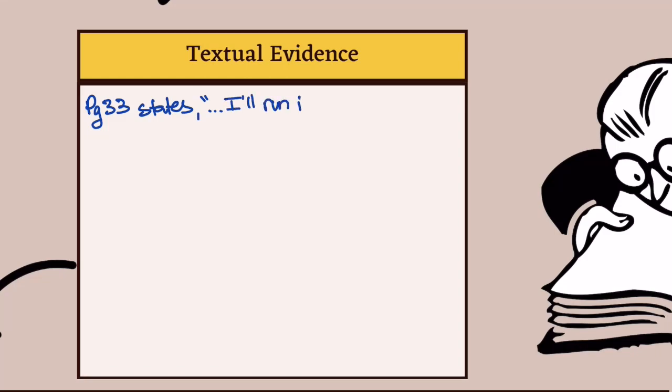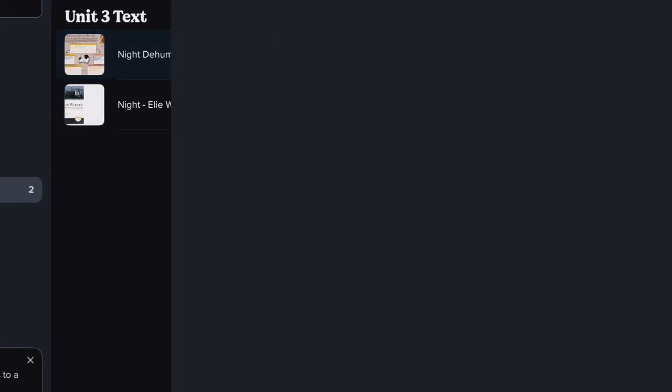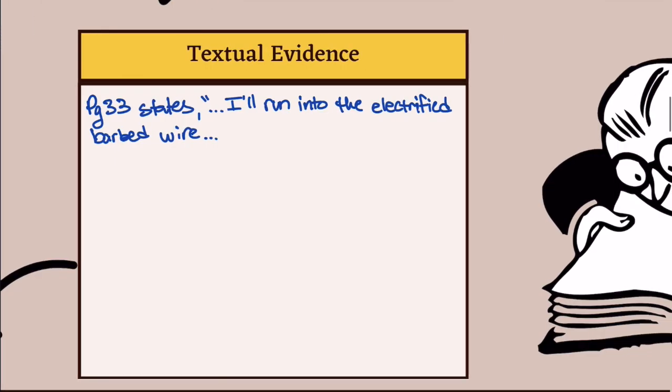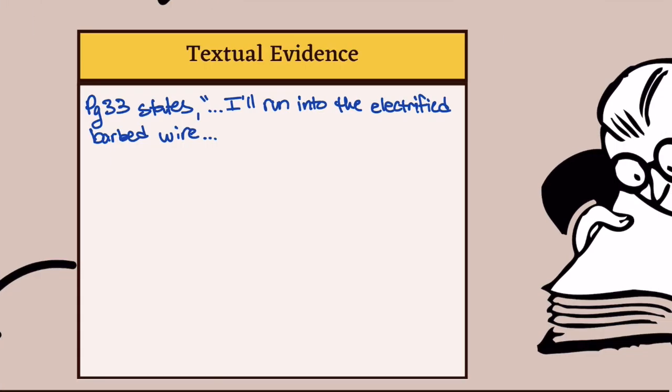I'll run into the electrified barbed wire. Remember, I'm going to paraphrase, so I'm going to hit it with another ... Let's go back to our text. And that would be easier than a slow death in the flames. Okay, actually that's the next sentence over, so I don't even think we need these 3 dots here.